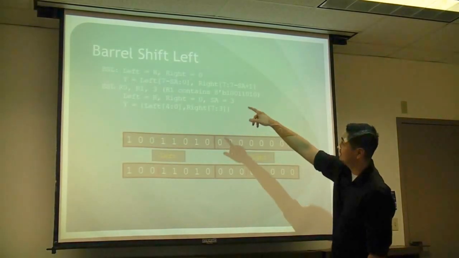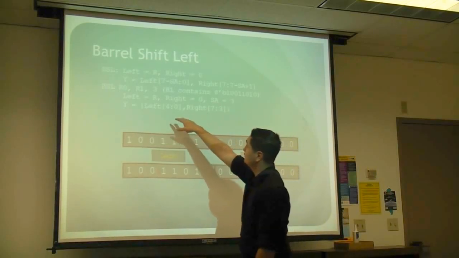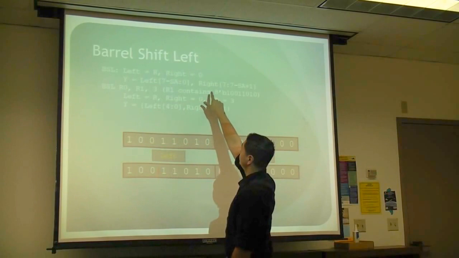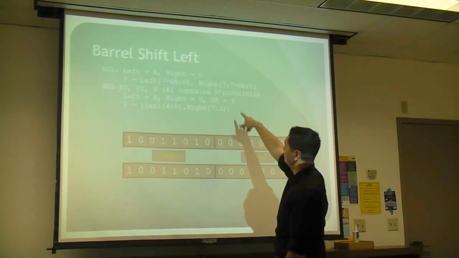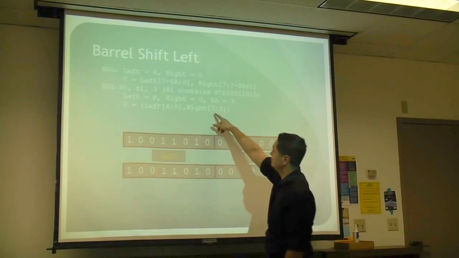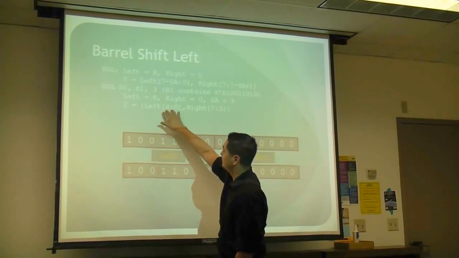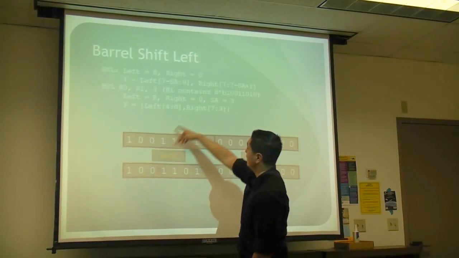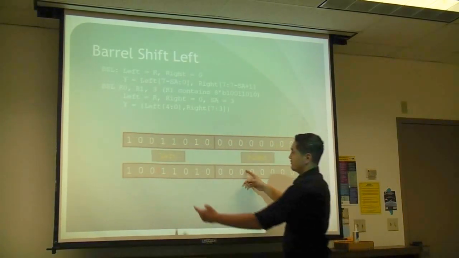So it would be 7 minus the shift amount, which would be 4. 7 minus 3 is 4. And then it would be 4 to 0. And you would do the same thing for your right, so it would be 7 to 7 minus SA, the shift amount, which you would end up with 7 to 3. So what you do is you'd get the 0 to 4 of the left, and then 7 to 3 of your right, and that would be your result.